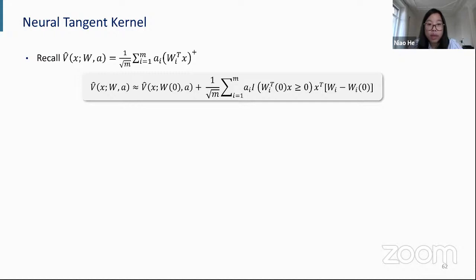If your W transpose X is positive, then it's 1. If it is less than 0, then it's 0. Remember how the rectified linear unit looks. And times X, that is the gradient at W0, and you have this W minus W0 in the first-order term. Because of the definition of this rectified linear unit, this term is the same as this term times Wi.